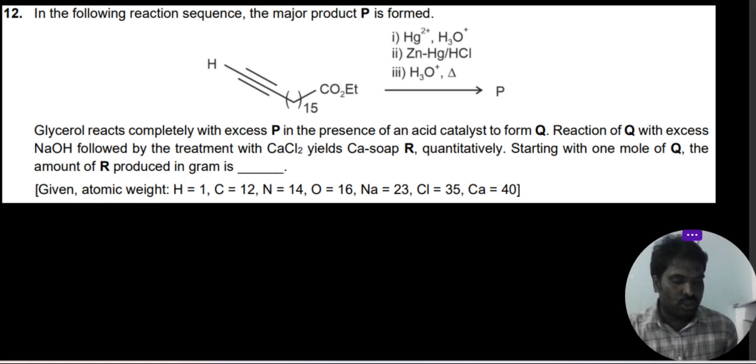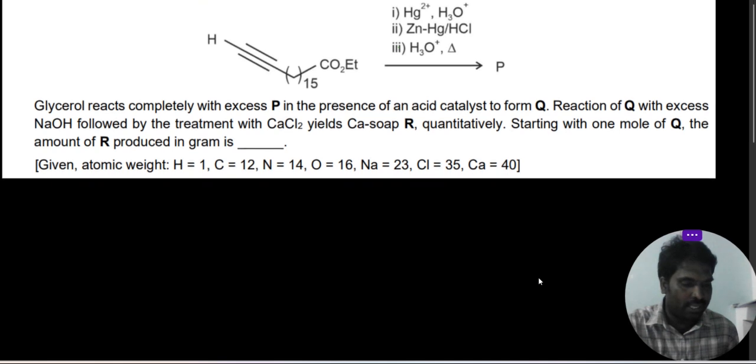Quantitatively, so that soap R is formed. Starting with 1 mole of Q, the amount of R produced in gram is. This is the question. So first we have to find out P. What is the structure of P?